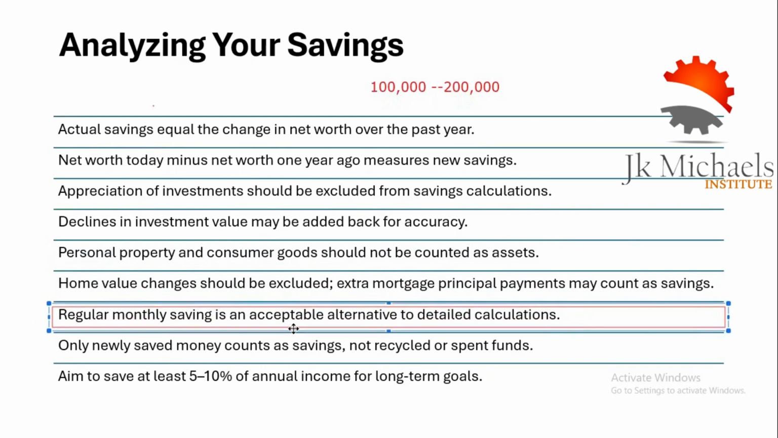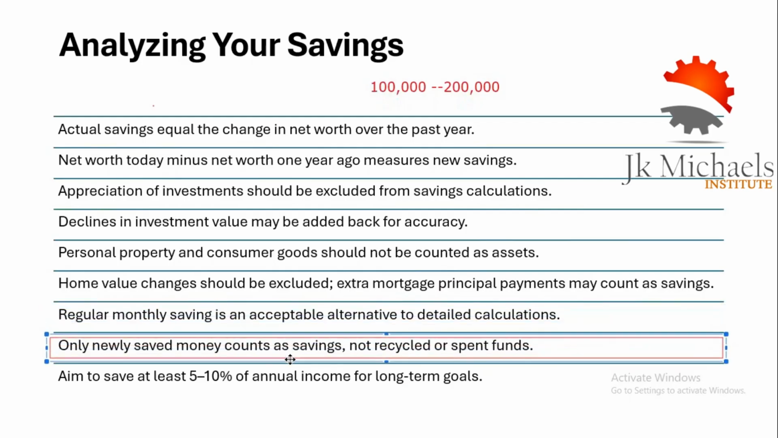So if you know how much you save monthly, that's an alternative to the detailed calculation, which is looking at your net worth and working backwards. Like I said, you can look at your net worth and work backwards to determine how much you saved. But if you simply compute your regular monthly savings, that's an easy alternative to making the detailed calculation. Only newly saved monies should count as savings, not recycled or spent funds.